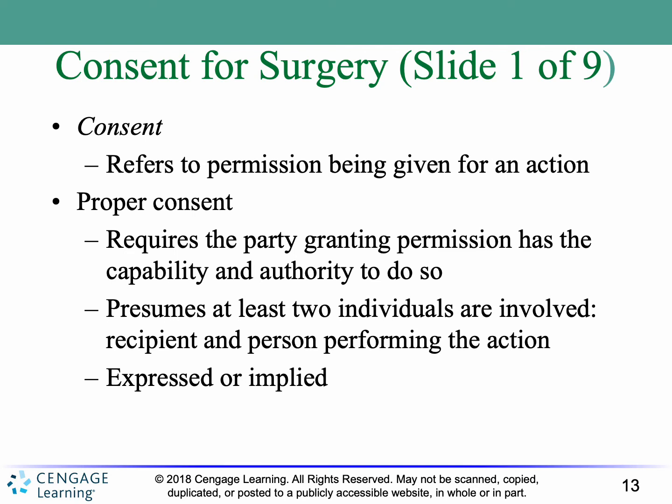So whomever is consenting must have the capability and the authority to do that. Also, it requires at least 2 individuals to consent, the recipient and the person performing the action. So in this case, the patient would be the recipient and the surgeon would be the person performing the action or surgery. Now, consent can be expressed or implied. Expressed is a direct verbal or written statement granting permission for treatment. Implied consent occurs when the healthcare provider believes that the patient had given consent, although no direct or verbally expressed consent was given. Now, in healthcare, a written expressed consent is the desired form of consent. More specifically, we use something called an informed consent, and we're going to talk more about that next.